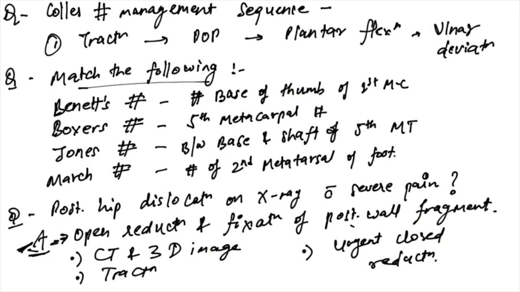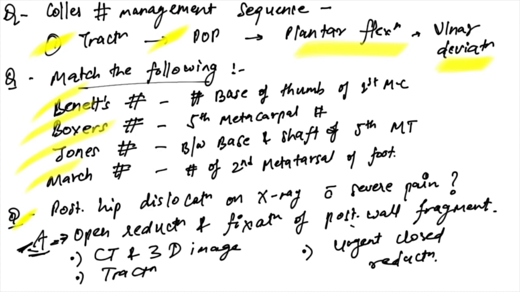And now Colles fracture management sequence, or how to manage a Colles fracture. So first of all, we will be giving the traction, now then POP, then palmar flexion, then ulnar deviation. And now match of the followings. The Bennett's fracture, it is the fracture base of the thumb of the first metacarpal. Boxer's fracture, the fifth metacarpal fracture. Jones fracture, it is the base and shaft of the fifth metatarsal. And March fracture, the fracture of the second metatarsal of the foot.